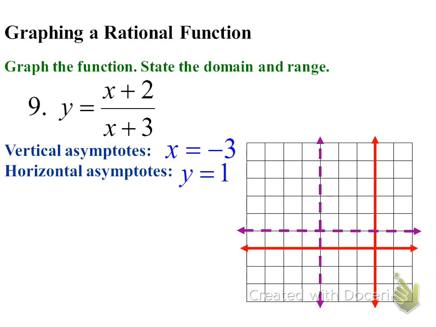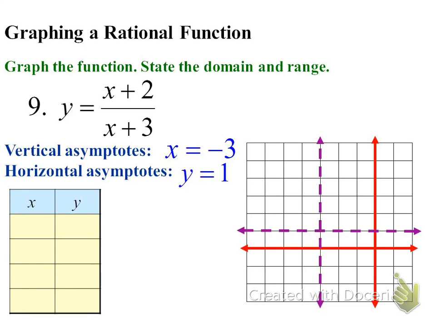I keep saying this, but once you have those, it's a piece of cake. 2 points to the left, 2 points to the right. Plug them in and graph them. So my 2 points to the left of negative 3, I went with negative 5, negative 4. 2 points to the right of negative 3, I went with negative 2, negative 1. And then it's basically just plugging in and simplifying.